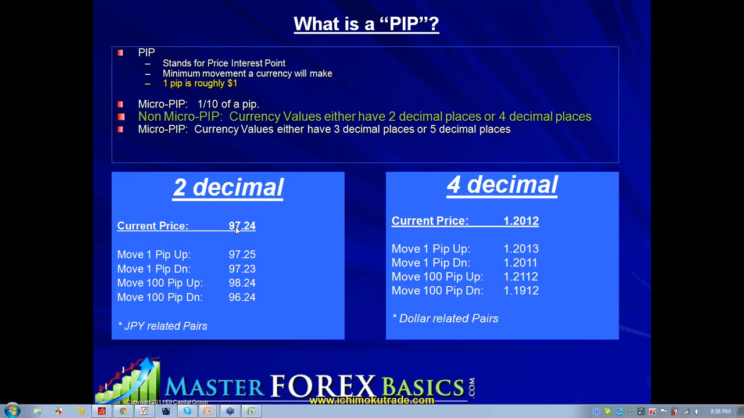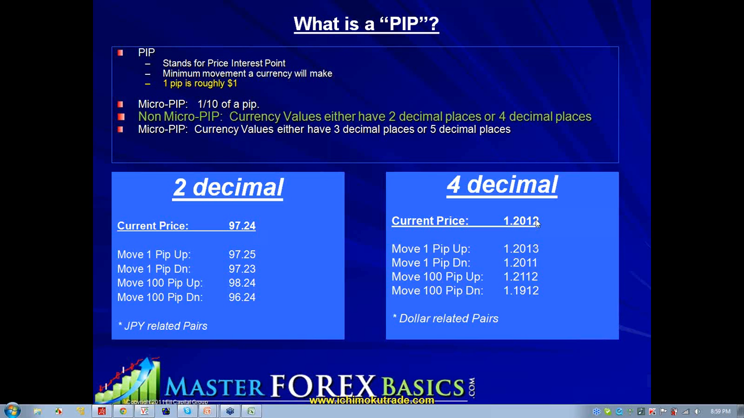Don't think in terms of dollars like you do in a grocery store. When this last digit goes up by 1 point, that's equivalent to 1 pip. Notice how you have 24, right? If this 4 goes to 5, that goes up by 1 pip. If that 4 goes to 3, that goes down by 1 pip.